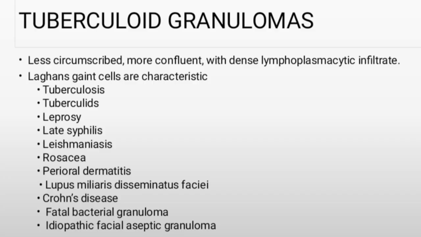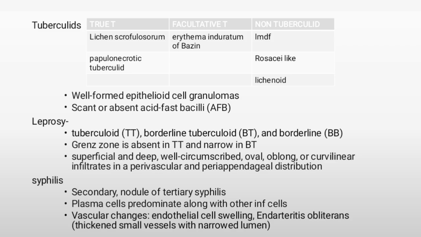The tuberculids can be classified as true, facultative, and non-tuberculids. True tuberculids are caused by Mycobacterium TB. Facultative can be caused by both Mycobacterium TB and Mycobacterium bovis. True tuberculids include lichen scrofulosorum and papulonecrotic tuberculid, facultative being erythema induratum of Bazin. Non-tuberculids, which are not caused by any of the mycobacteria and were previously considered tuberculids, include LMDF and rosacea-like lichenoid. The tuberculids contain well-formed epithelioid granuloma with scant AFB. In leprosy, ranging from tuberculoid, borderline tuberculoid, and borderline, we can see tubercular granuloma.